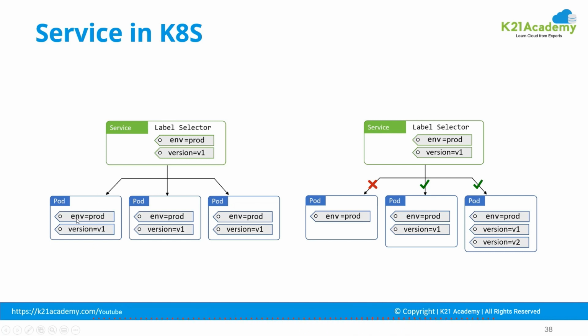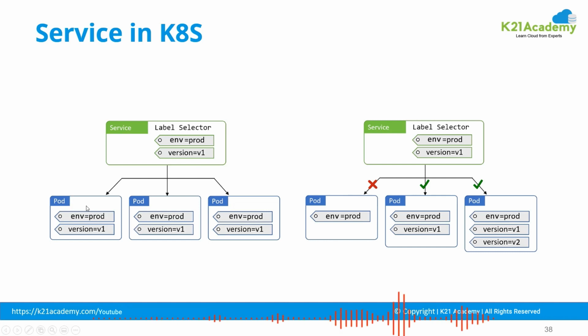So you have labels, env is equal to prod and version is equal to v1. When you create a pod, you define these labels. And in the service, you say my label selectors are where environment is equal to production and version is equal to v1, then forward requests to all these pods.